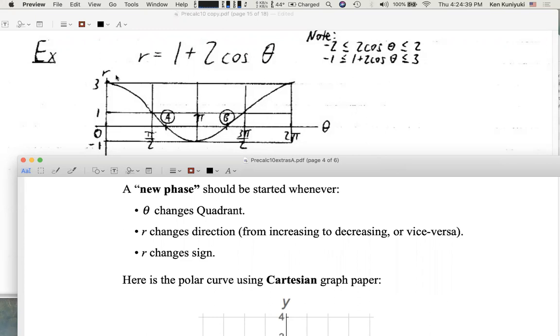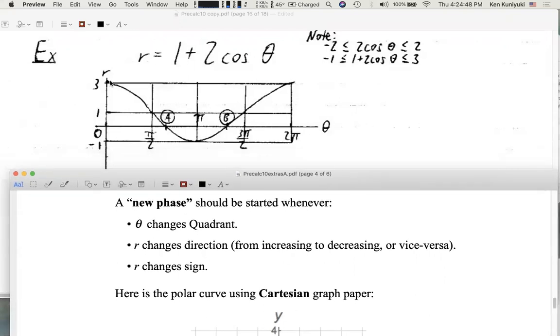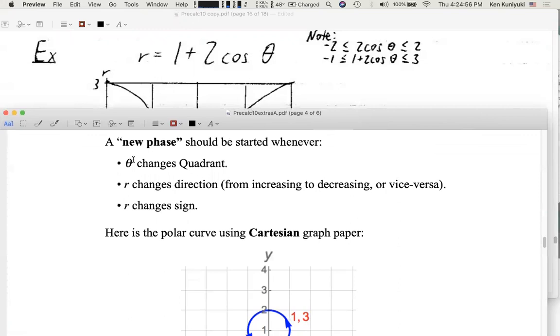All right, let's try graphing the polar curve r equals 1 plus 2 cosine of theta. First off, we may want to graph r versus theta as Cartesian coordinates using the frame method, like in chapter 4, perhaps. And remember, when do we get a new phase? When theta changes quadrant, when r changes direction from increasing to decreasing, or vice versa, or when r changes sign.